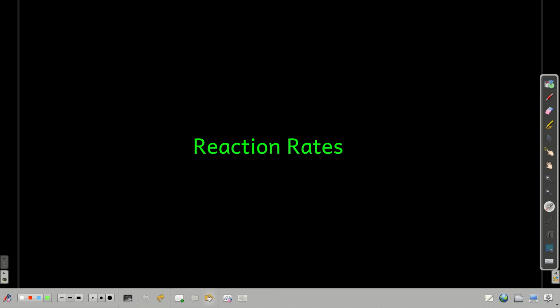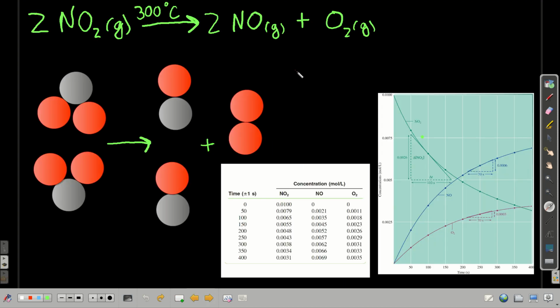Now, we're going to start out talking about a sample reaction, the decomposition of nitrogen dioxide gas at 300 Celsius into nitrogen monoxide gas and oxygen gas. 300 Celsius just happens to be the temperature that we're talking about here.